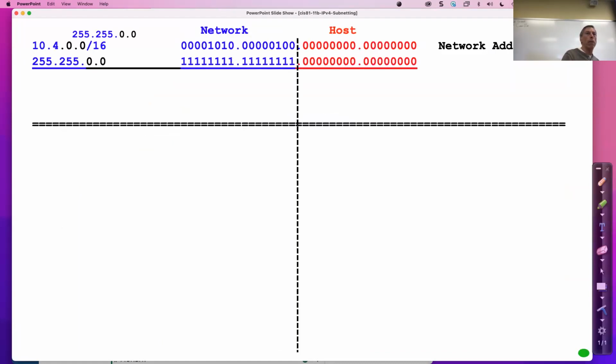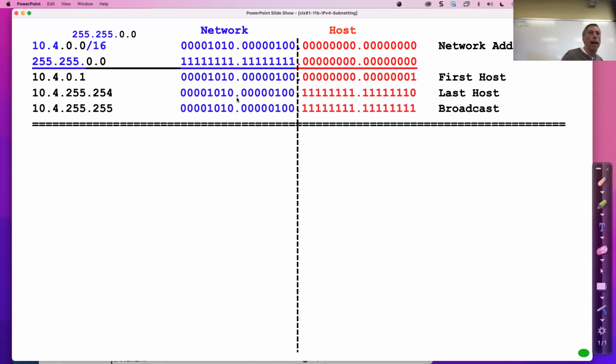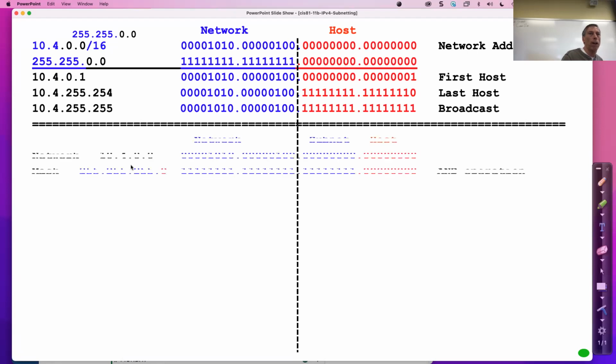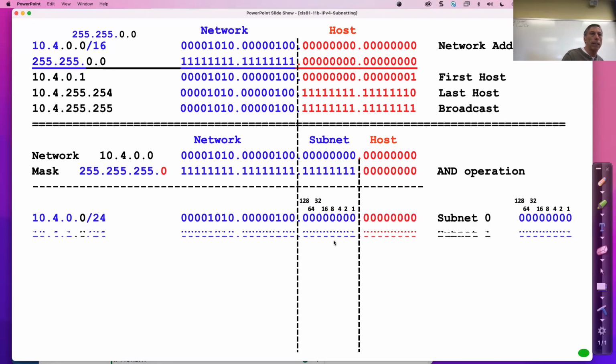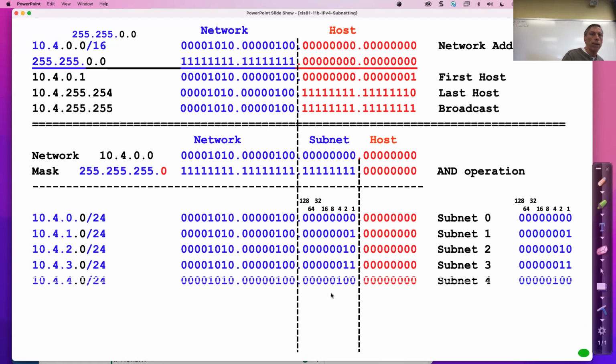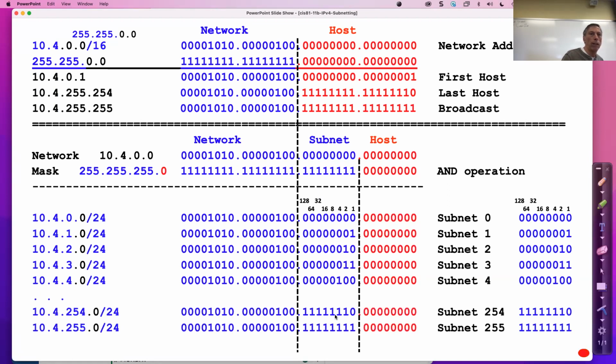Let's take a look. Here was my original network, 10.4.0.0/16, with its first host, last host, and broadcast. But I decided, no, I'm not going to use it as one network of 65,000 hosts. Instead, I'm going to take 10.4.0.0 and extend the mask by 8 bits, and make this part of the network portion of the address.